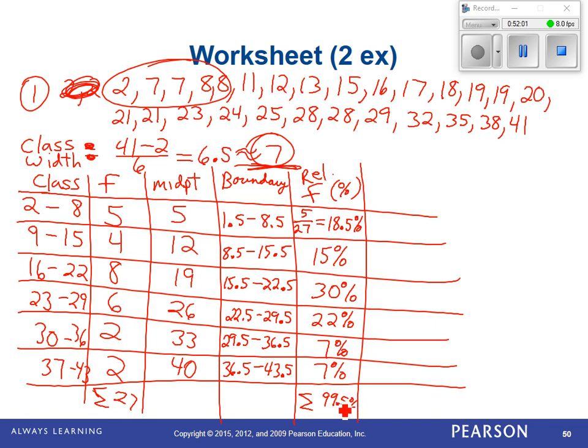Yep, we took away somewhere. We went in 102 and 98, that's probably pretty good. So we're pretty close.